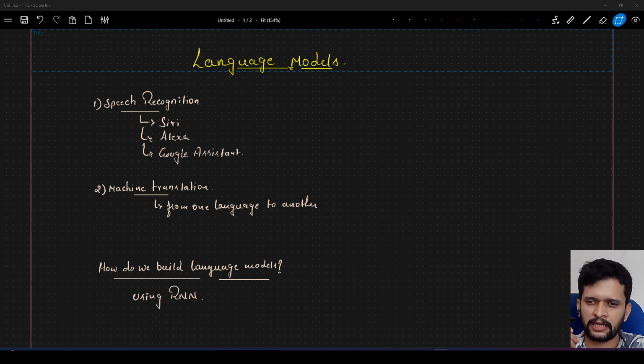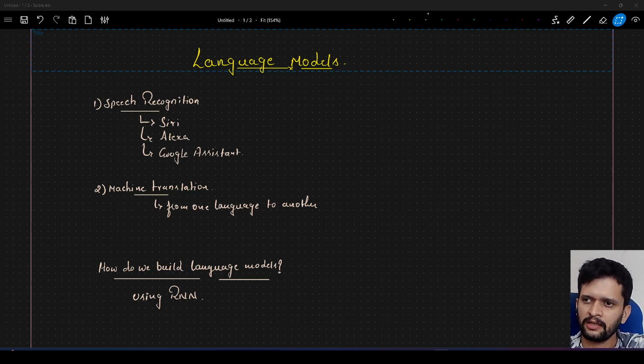If you have heard about Apple Siri, Amazon Alexa, Google Assistant, these are all examples of language models, and they come into the category of speech recognition, right? They have a trigger word, and hearing that, they are triggered and then wait for the command. So that's one set of language models. Another set would be machine translation, from one language to another, German to English, English to Spanish, French to Spanish, French to English, English to French, Russian. It could be anything. So that is another category.